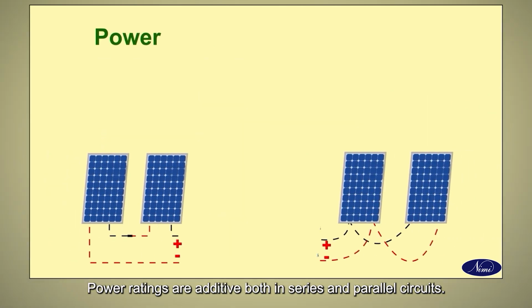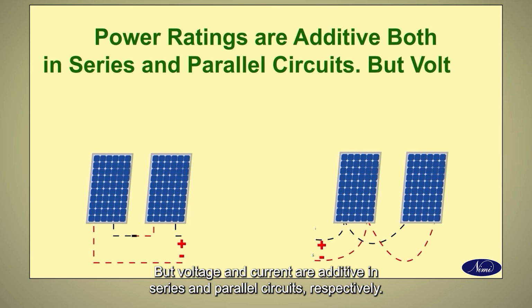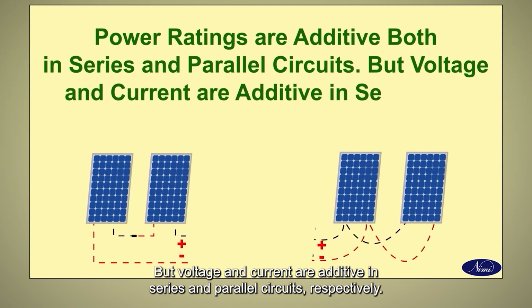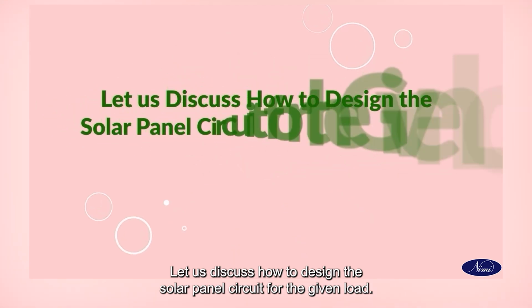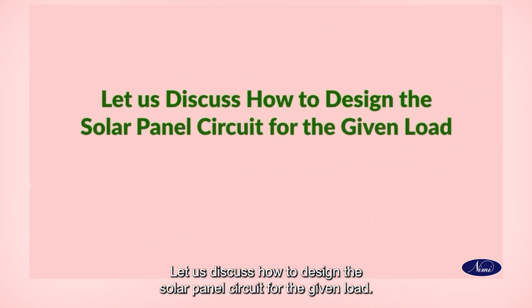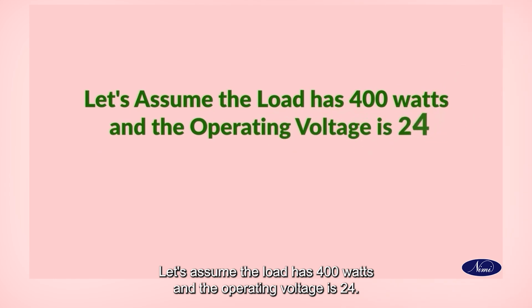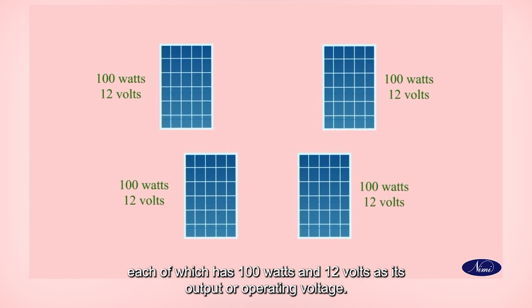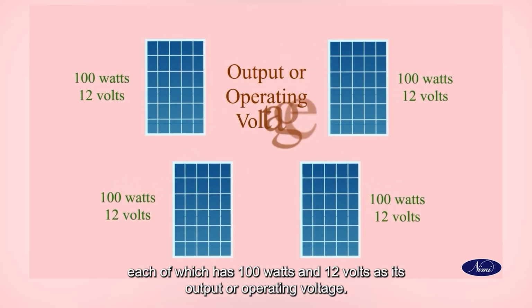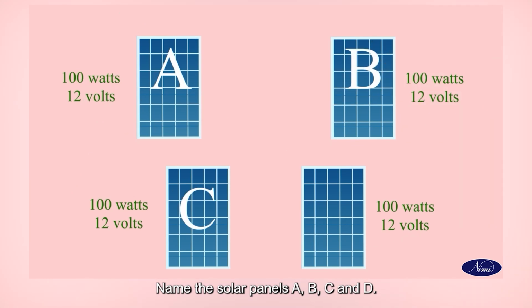Power ratings are additive in both series and parallel circuits, but voltage and current are additive in series and parallel circuits, respectively. Let us discuss how to design the solar panel circuit for the given load. Let's assume the load has 400 watts and the operating voltage is 24. Assume you have 4 solar panels, each of which has 100 watts and 12 volts as its output or operating voltage. Name the solar panels A, B, C and D.